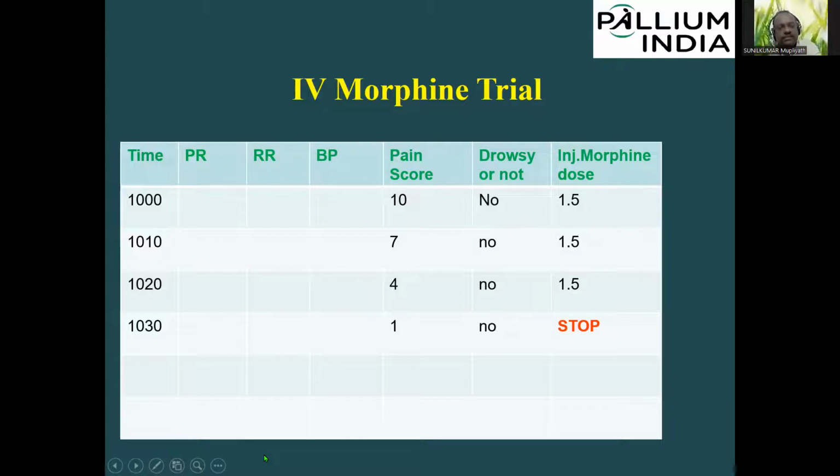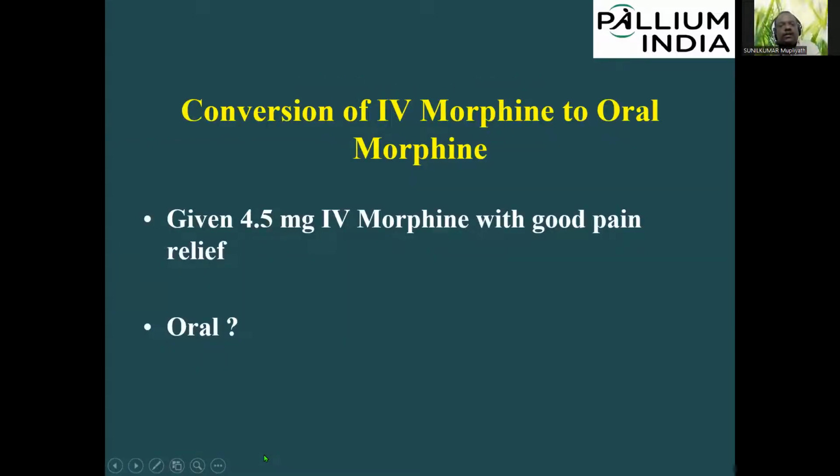So you can see this patient received three doses of injection morphine, 1.5 milligram. And at 10:30, when we assessed, the pain score is 1. Patient is not drowsy. So this means this patient has satisfactory pain relief with just three doses of morphine. So you can stop the morphine trial then. Okay. So you have given 4.5 milligram of IV morphine with good pain relief.